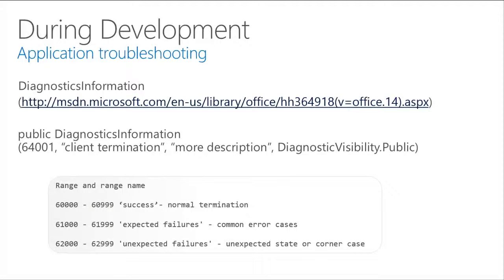Then if it's a common error case, you would use a diagnostics number within the range of 61,000 to 61,999, and you say it's an expected failure. And anything from 62,000 to 62,999 is an unexpected failure you didn't even expect. So once you start using this API in your code when you are developing, I'll show you how it's going to help you debug later after you deploy your application.